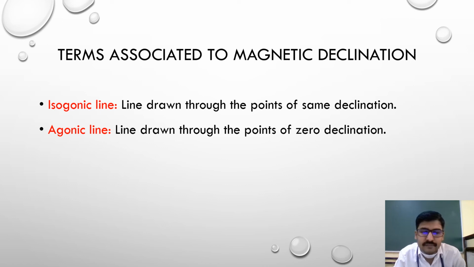In a place where there is zero declination, magnetic north and true north are completely in the same direction. If you join such points, then that line is called an agonic line. So isogonic means a line drawn through the points of the same declination. Agonic lines means a line drawn through the points of zero declination. This is just for your information.